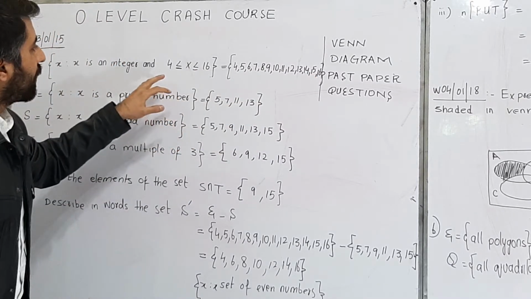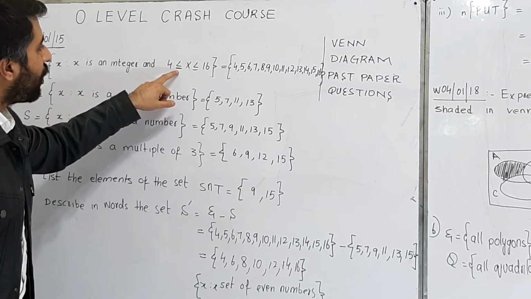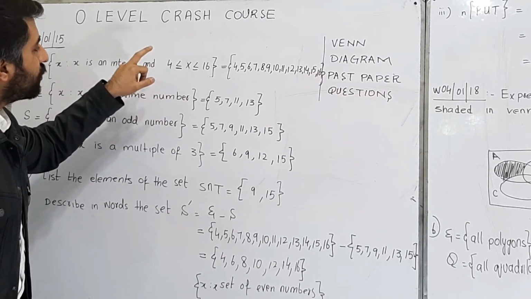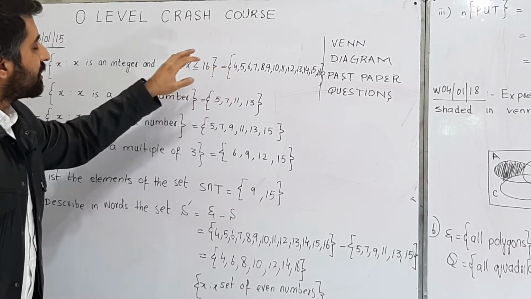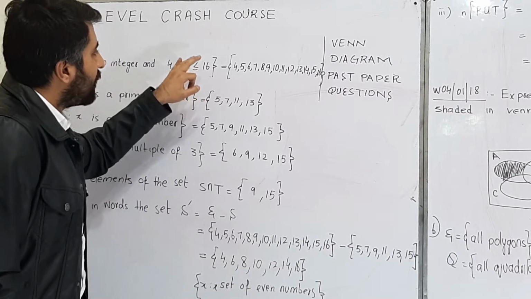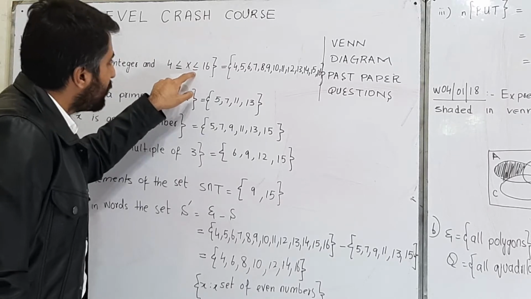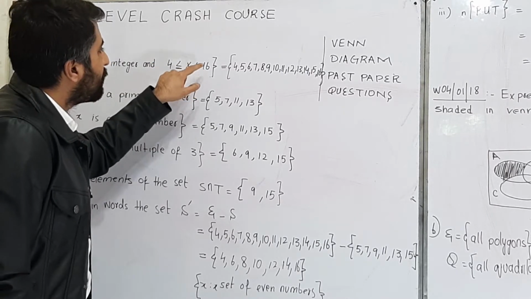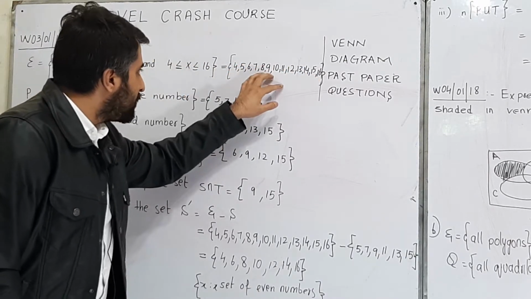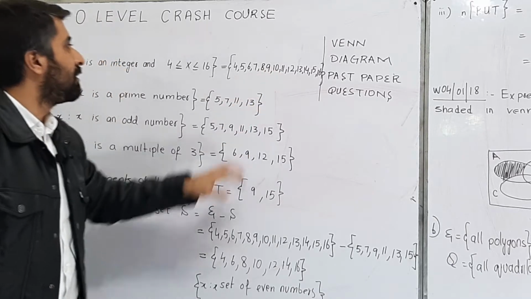Now this inequality sign means x is greater than or equal to 4. Because this is greater than or equal to 4, you will include 4 in this set. Similarly, x is less than or equal to 16, which means because this symbol has the sign for equal to 16 also, x will include 16 too in this set. So we will be writing all the integers from 4 till 16, and this is our universal set.